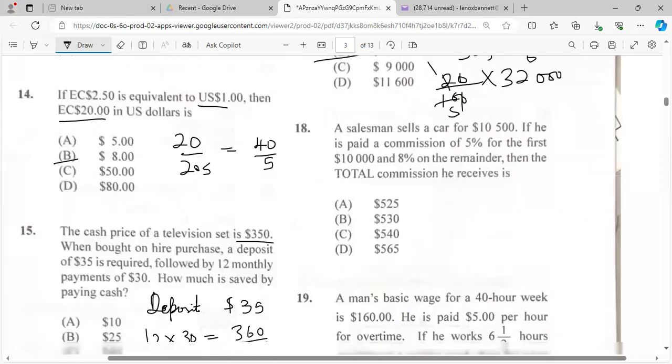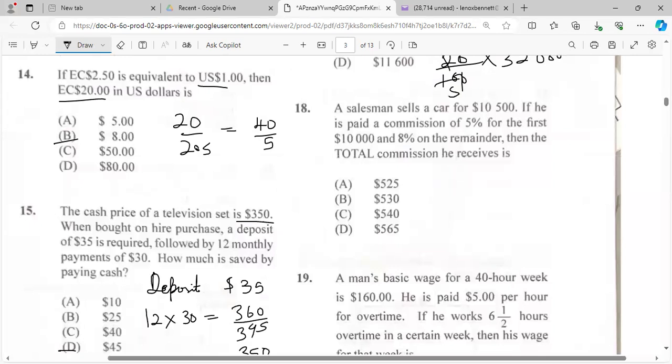Alright, a salesman sells a car for $10,500. If he's paid a commission of 5% for the first 10,000 and 8% on the remainder, then the total commission he received is. So I'm going to break it down. I like these questions, they make you have to think. On the first 10,000 you're going to pay 5%. So let's find 5% now. 5 times 100, which is $500.